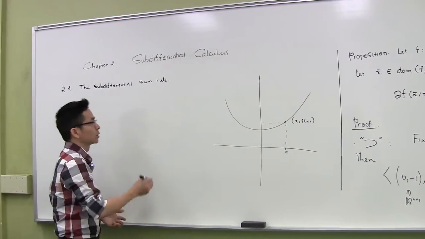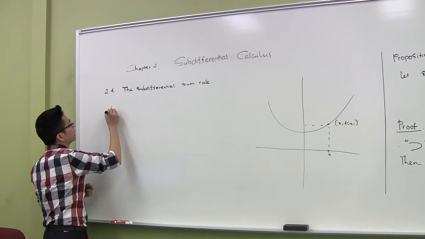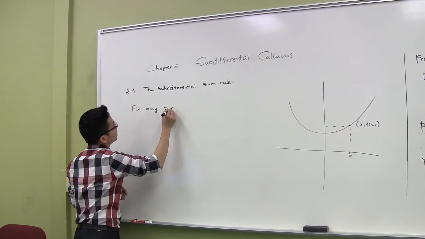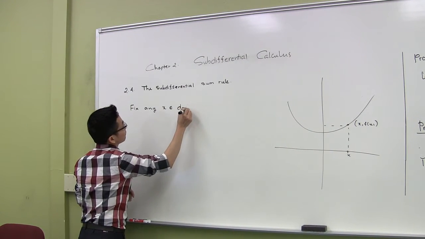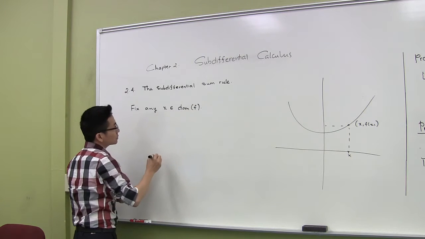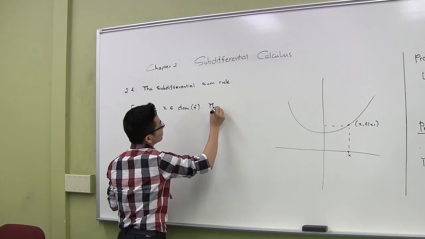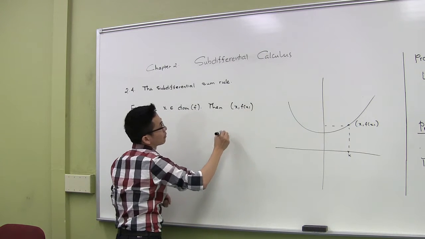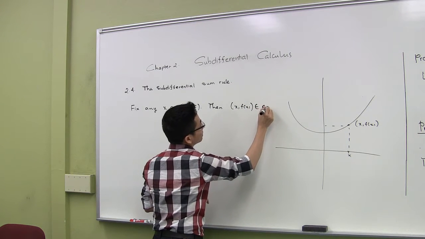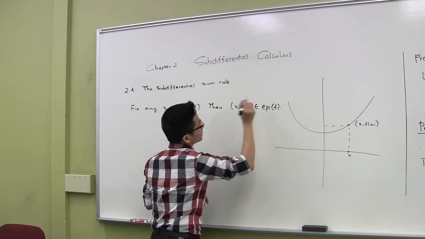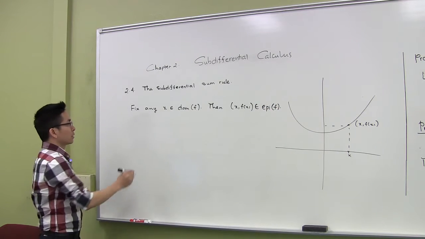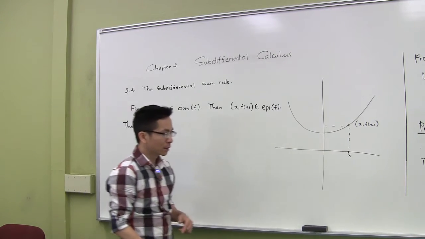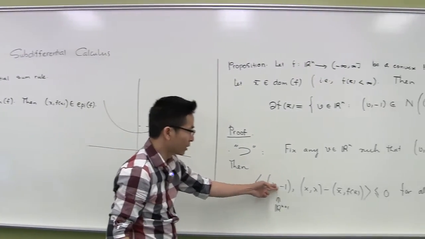Okay, so now I'm going to fix any x in the domain of the function f. Then (x, f(x)) belongs to the epigraph of the function f. Thus we can apply this inequality to have the following.